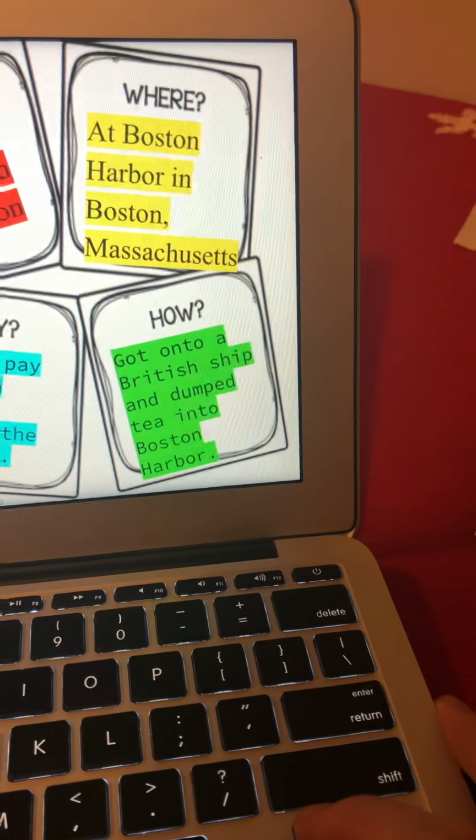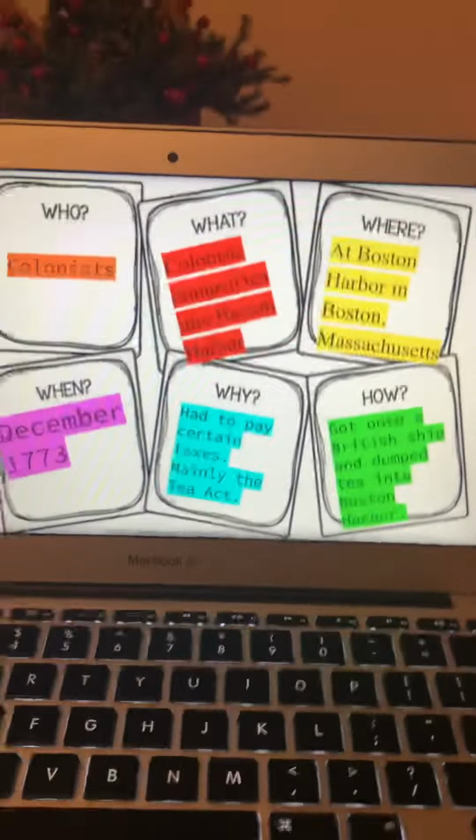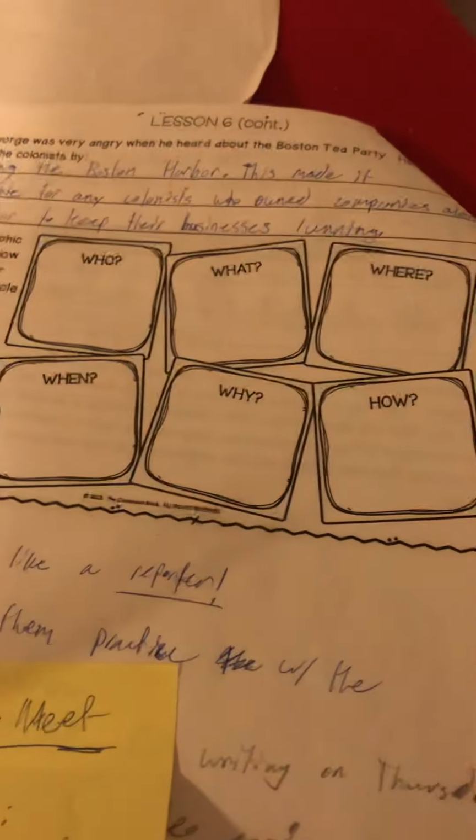Got onto the ship, British ship, and dumped tea into the Boston Harbor. Okay, great. So I would write that down right there on page 15.